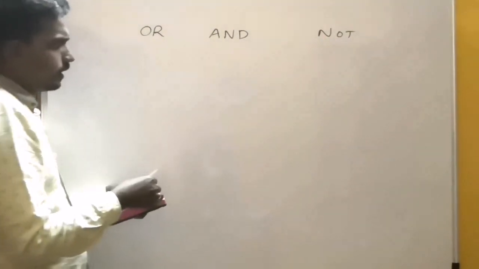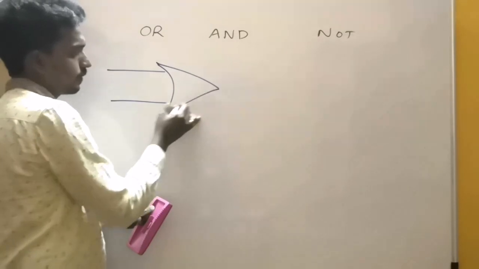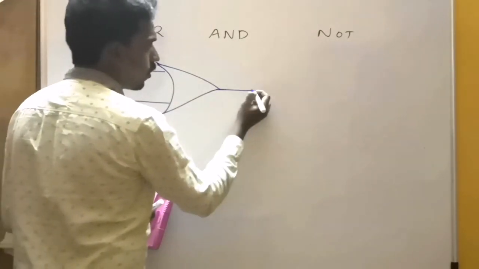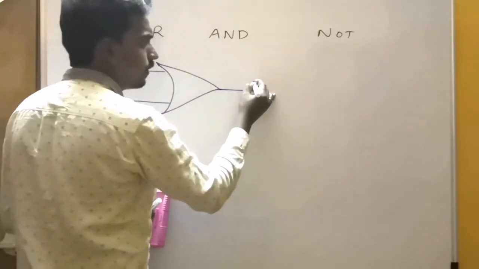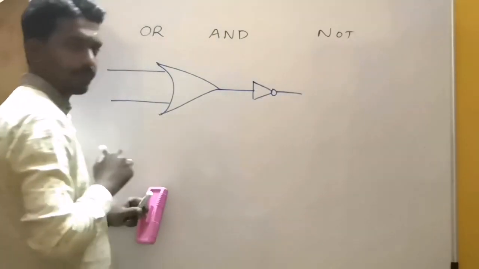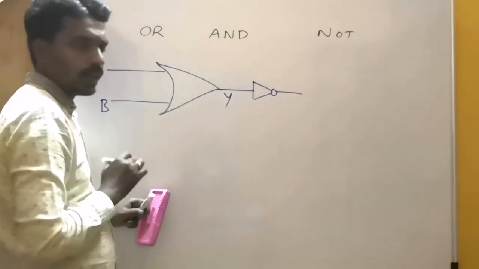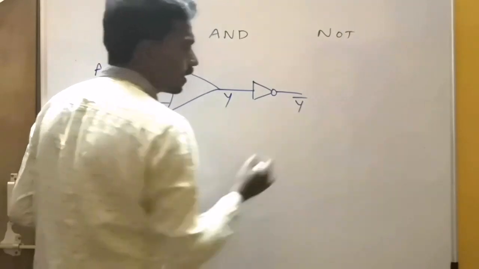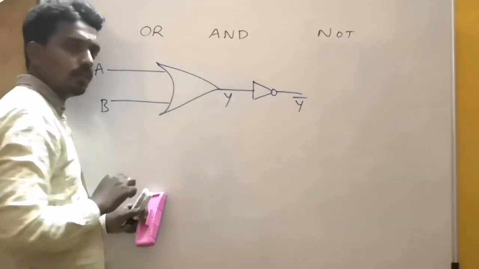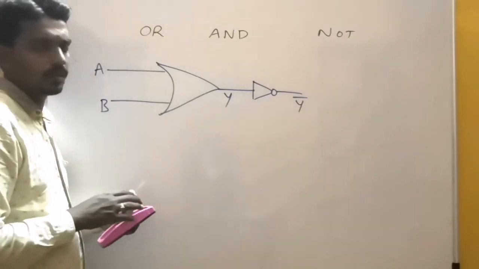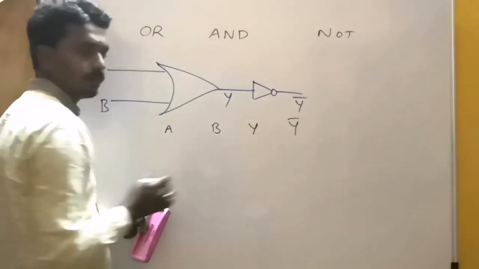Now based on these three only, they will take one OR gate. This is the OR gate, and at its output they will connect one NOT gate. Now this is input A, this is B, and this is our output Y. NOT gate we represent with a bar. So where there is a bar, you have connected a NOT gate at the edge. So here take the truth table A, B, Y and Y bar.